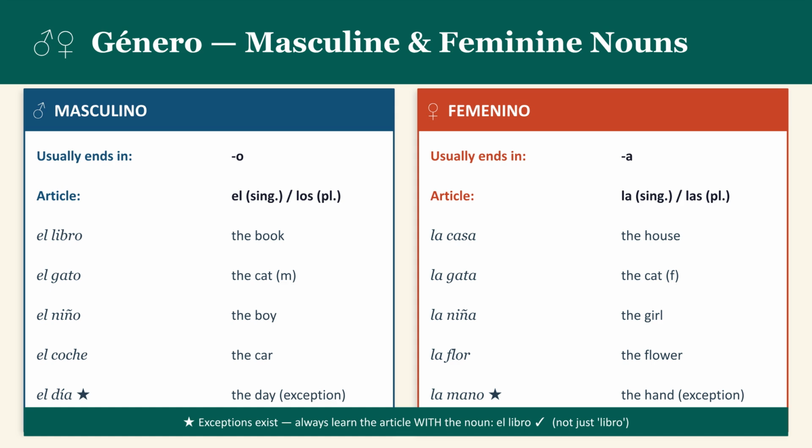Next, let's look at género, masculine and feminine nouns. Masculine nouns usually end in O and take the article el or los. Feminine nouns usually end in A and take the article la or las. Remember to always learn the article with the noun, as exceptions exist, like el día and la mano.